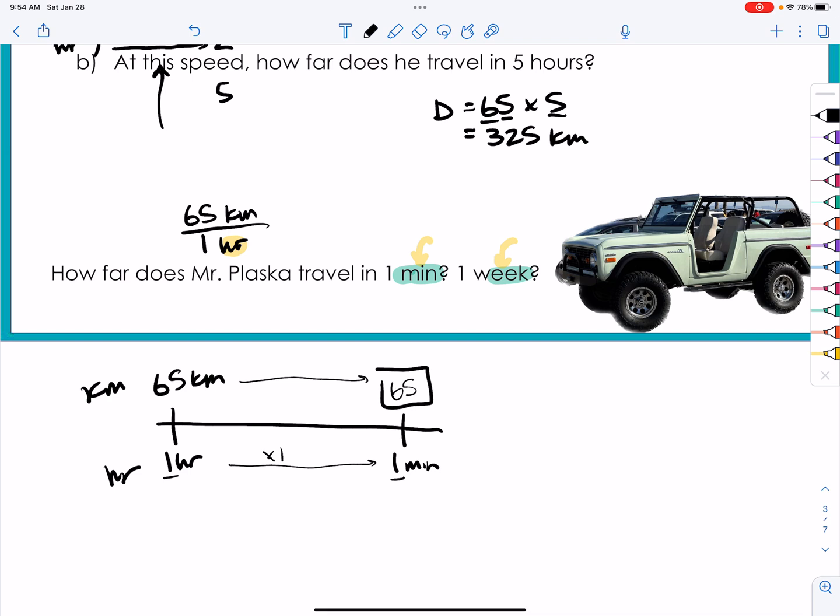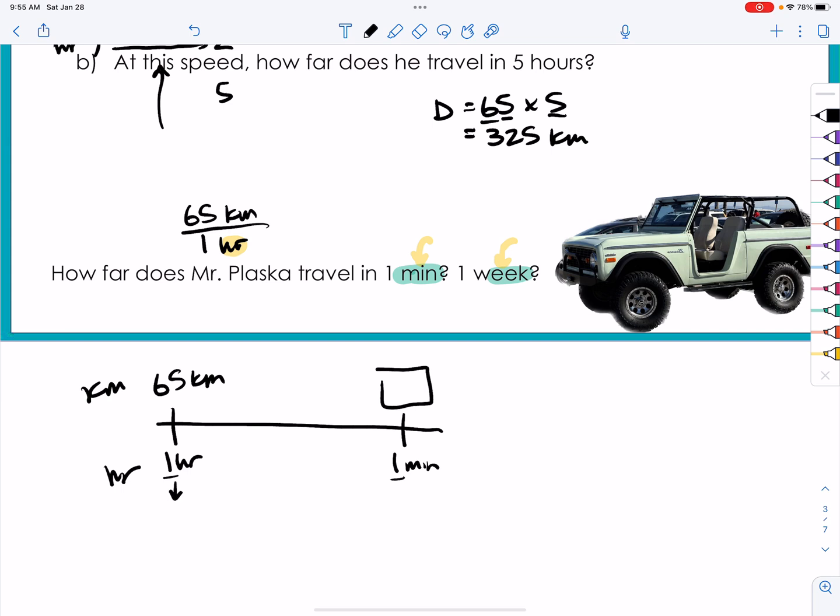And I'm thinking to myself, is this reasonable? If we know it takes 1 hour to drive 65 kilometers, would it be reasonable to think that I would also drive 65 kilometers in 1 minute? I know a minute is a shorter amount of time, so that one can't possibly be right. So I'm going to back up and see what I need to do to make my units match up.